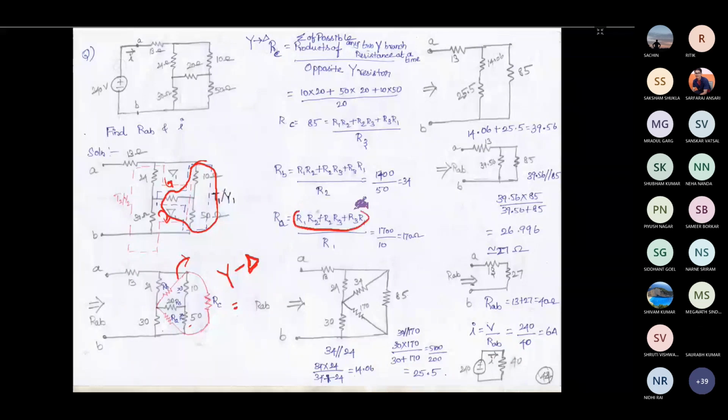Let's say this is RA, the star to delta value for RA. The opposite resistance to this RA is 10 ohm. So that is given here, 1700 divided by 10. This is the multiplication, and that gives 170 ohm. Similarly for RB, for the numerator you just multiply the combinations and sum them. The opposite resistance to this RB is 50 ohm, which is not directly linked with this RB. Then you divide by 50 ohm here.